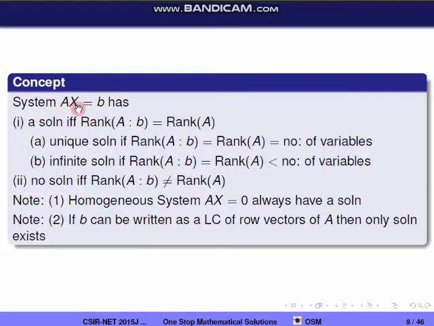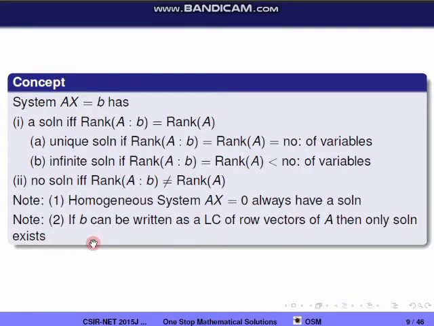The system AX equal to B has a solution if and only if rank of A augmented with B is equal to rank of A. It is a unique solution if rank of A augmented with B is equal to rank of A equal to the number of variables. Infinite solutions if rank of A augmented with B is equal to rank of A, which is less than the number of variables. The system has no solution if and only if rank of A augmented with B is not equal to rank of A. Note that a homogeneous system AX equal to 0 always has a solution.